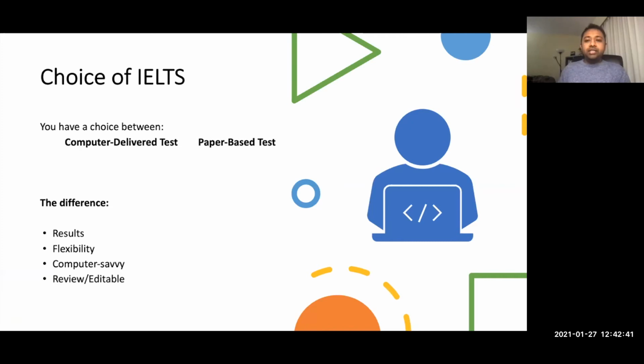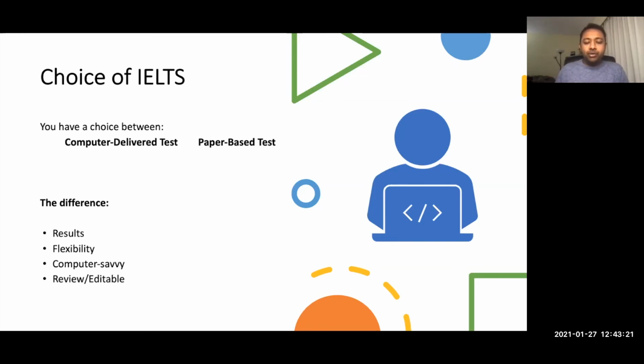And very recently, we have also had a very successful implementation of the IELTS computer delivered test. So now we have both of these available for those who are more comfortable with a paper based test, or those who prefer a computer over paper. The difference between the two is just in terms of some logistical aspects, like for example the results. With the computer delivered test, you are able to get the results in 5 days, while a paper based test takes 13 days, so you get the results faster.